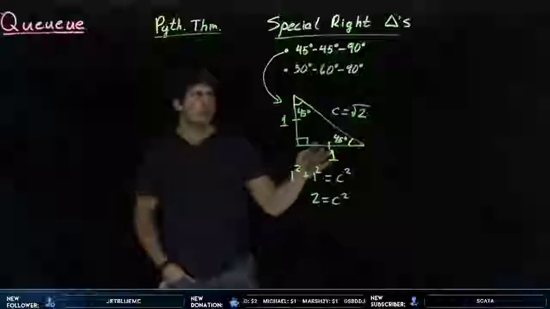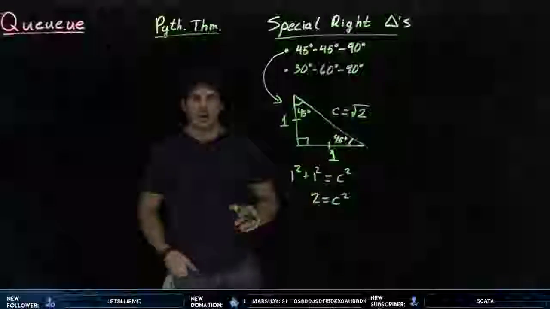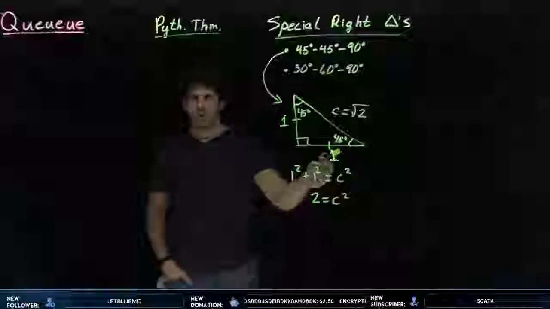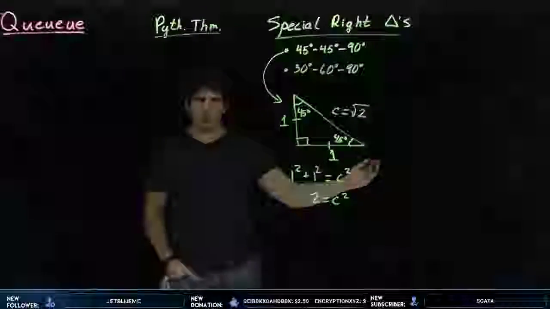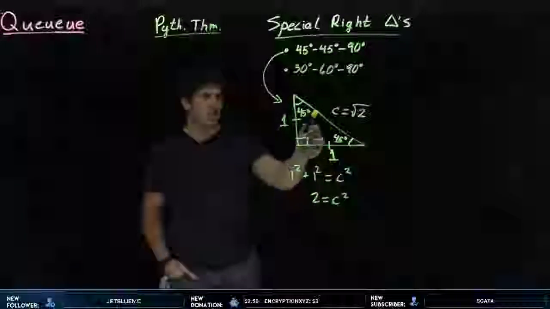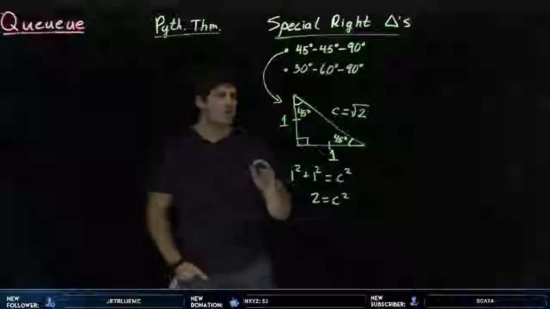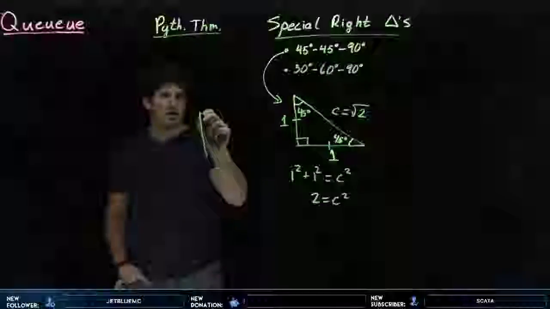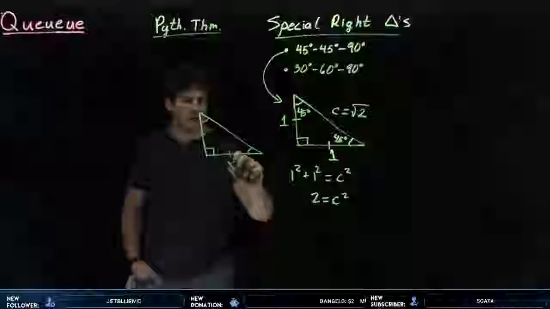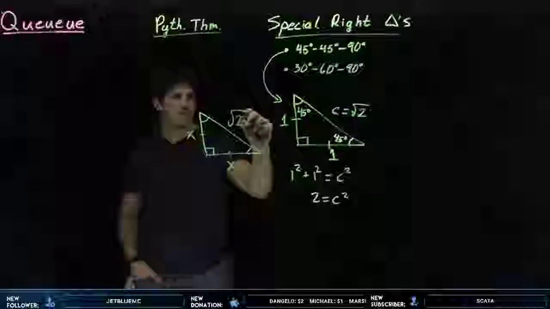The 45-45-90 I started with is a little more straightforward. It's a little bit easier to wrap your head around. You'll end up having this relationship where whatever this leg is, whether it's a 1, 2, 3, 4, whatever, it's going to be the same length as the other because it's an isosceles triangle. And then the hypotenuse is going to be the square root of twice that value. So if we use x's here, this was x, this is x, and this is the square root of 2x.